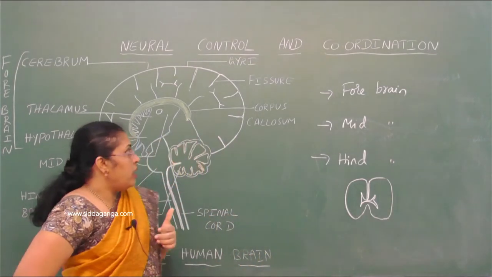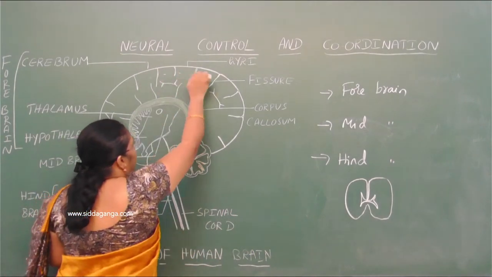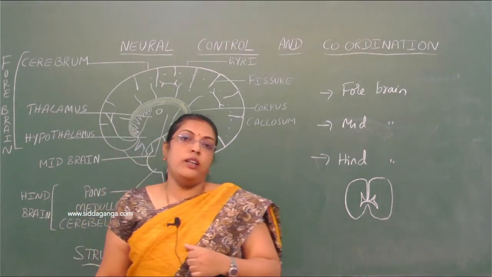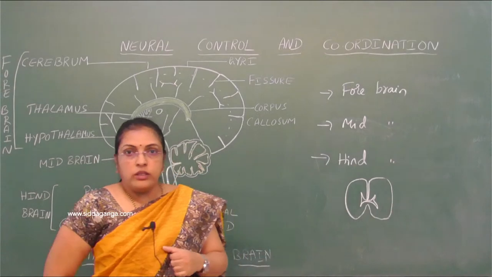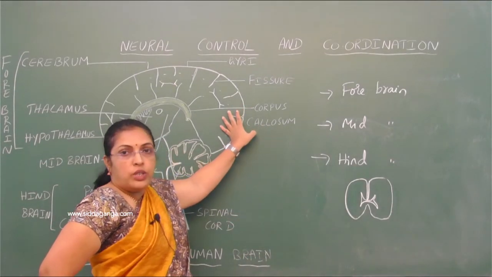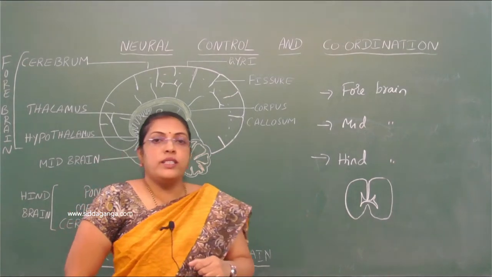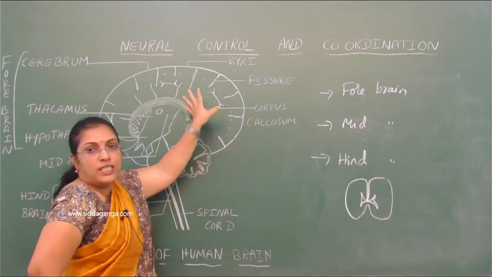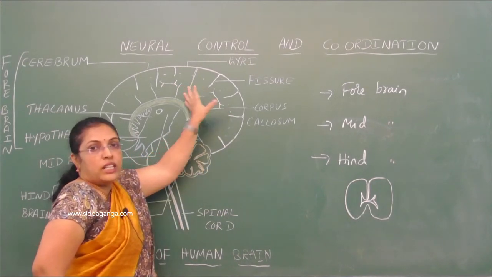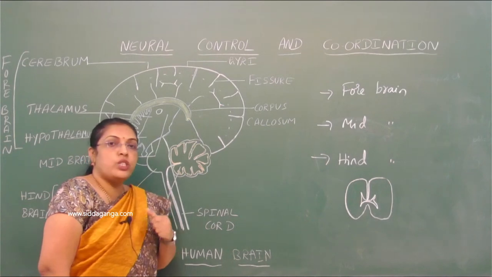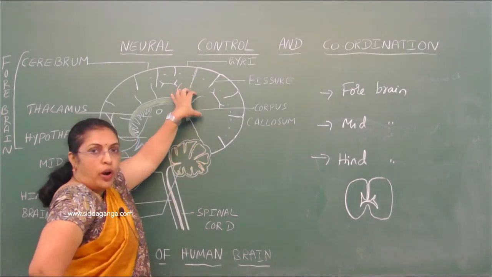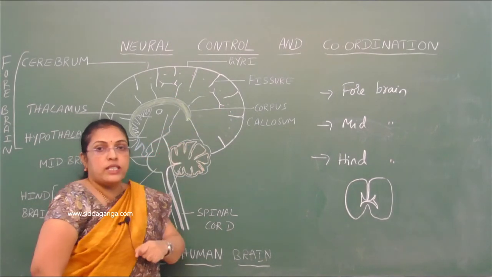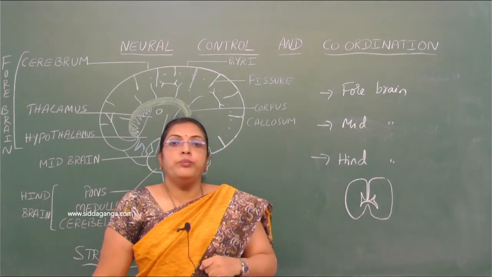The outer part of the cerebrum is called cerebral cortex, which is called gray matter. Here the cell bodies of neurons are present, so it gives gray color. So cerebral cortex is gray in color. Inner part of cerebrum is white in color because it contains myelinated neurons, which gives white color. So inner part of the cerebrum is white in color, whereas outer part or cerebral cortex is gray in color.